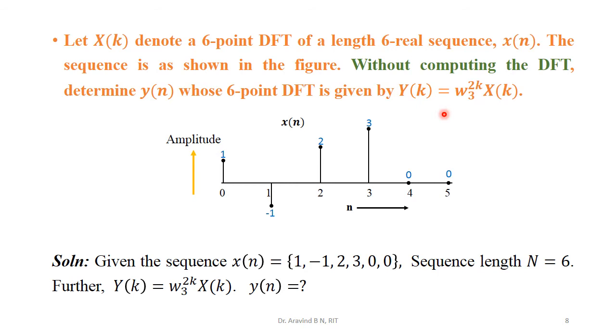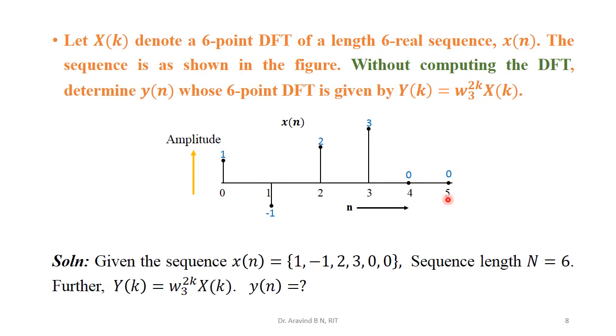So now let us go through the solution. In the first part, we must first identify the sequence x of n, a 6-point real valued sequence. So that will be available from this diagram. We had already gone through this type of diagrammatic representation, so we can easily identify. The x-axis is the n values, we are going to have 0, 1, 2, and so on up to 5.